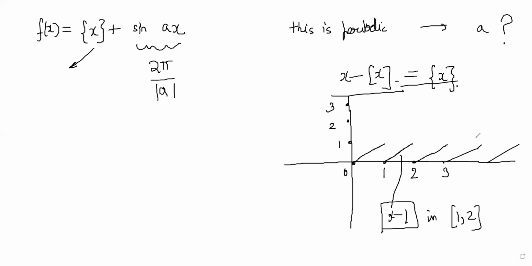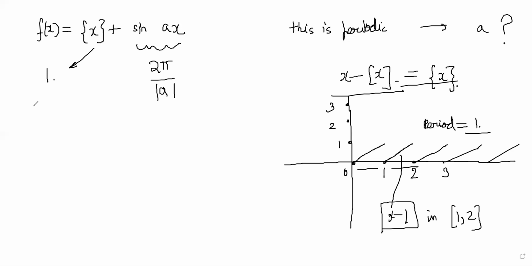Okay, wait 1 second. The x minus 1 graph is this only, no? So clearly the common period is 1. It repeats after 1 unit. So the period of this is 1, right?